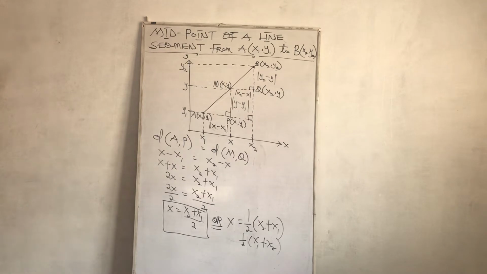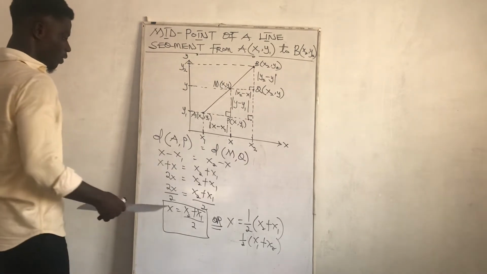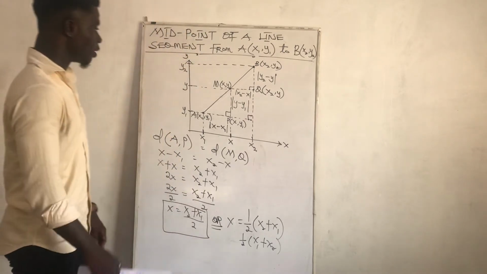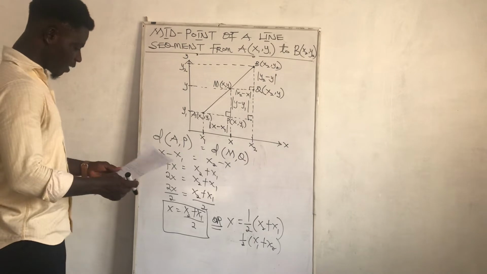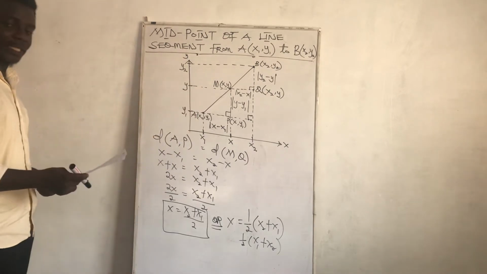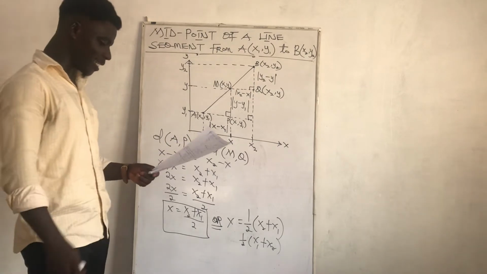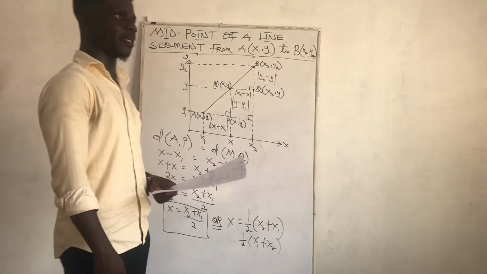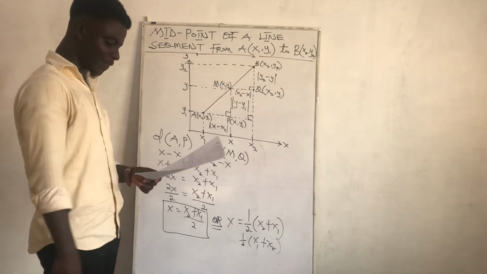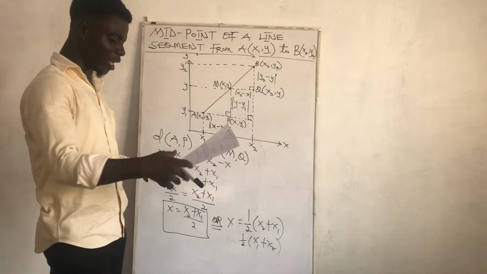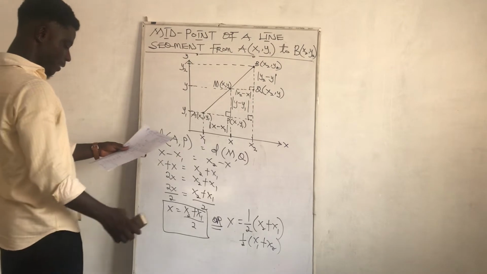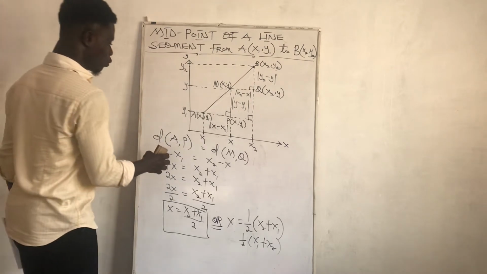Alright, so let's continue. So we have our x being equal to x2 plus x1 all over 2. So similarly, we can do the same thing to the y coordinates, right? Similarly, we have equal distances, that's equidistance, right? So similarly, we have equidistance or equal distances along the y coordinates as follows.